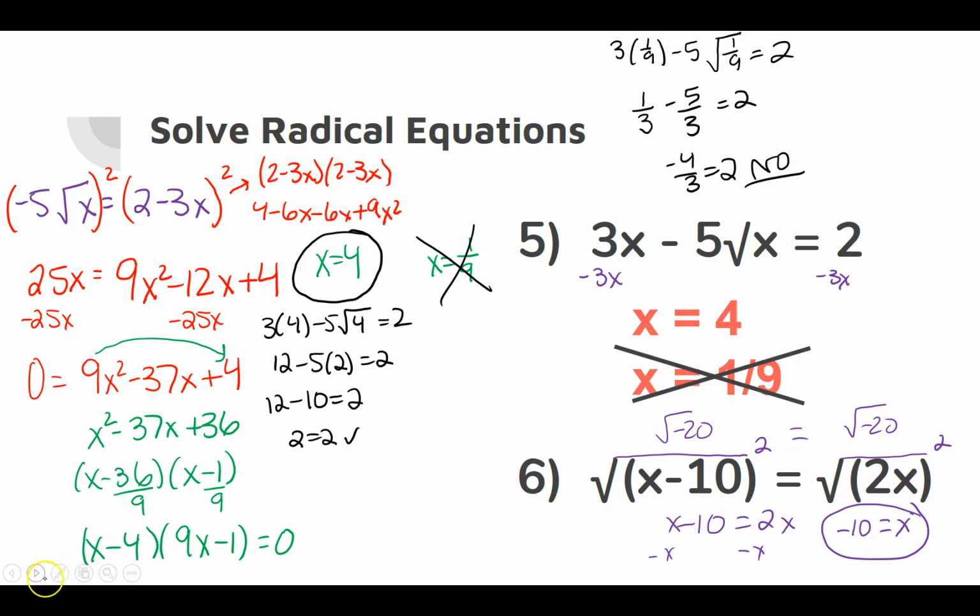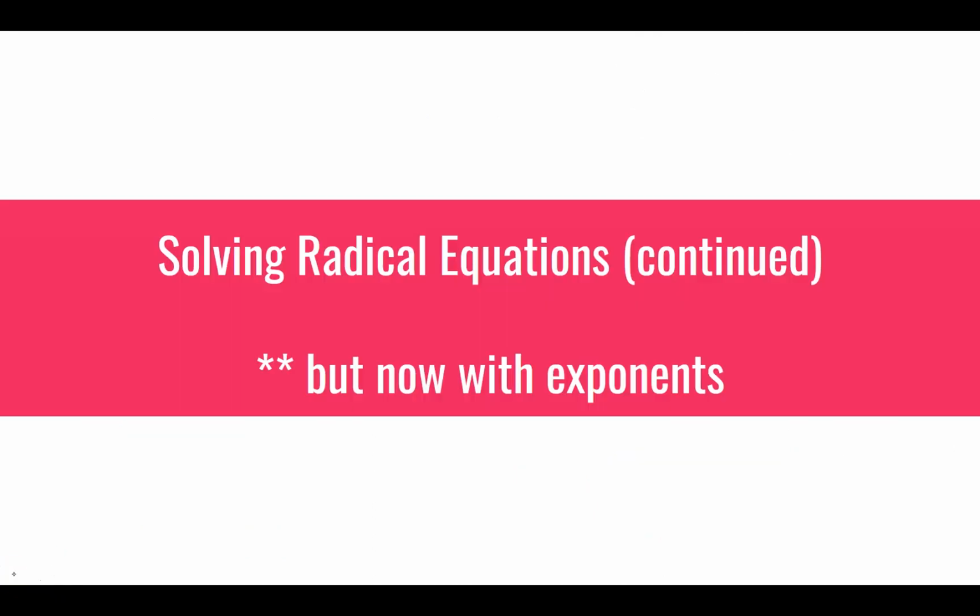Okay, moving on. All right, the next section that we're going to do, solving radical equations, but now with exponents. Now remember, an exponent of 1/2, like if I had this, isn't that the same thing as the square root? If I had x raised to the 1/3, isn't that the same thing as a cube root? Right? So remember that.